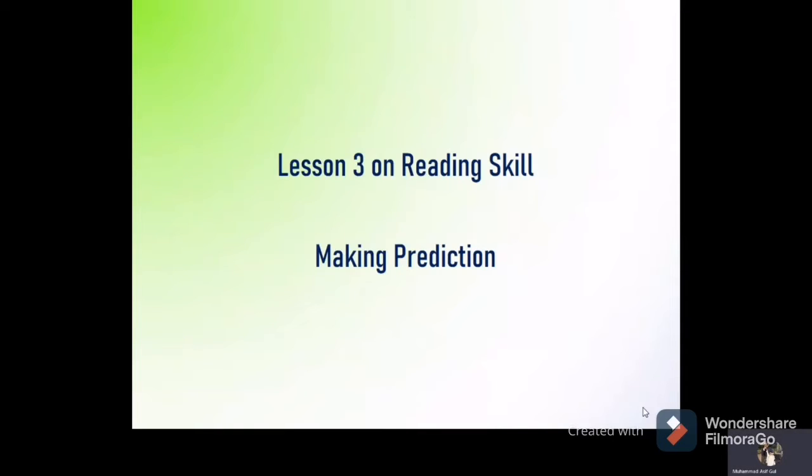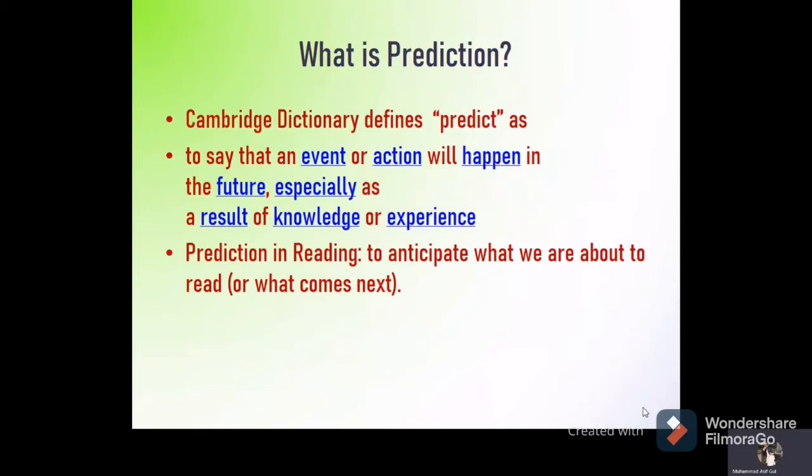Today we will be having our third lecture on reading skill, and we will be learning how we can make predictions. What do we mean by a prediction? So let's see how Cambridge Dictionary defines it. Cambridge defines to predict as to say that an event or an action will happen in the future, especially as a result of knowledge or experience.